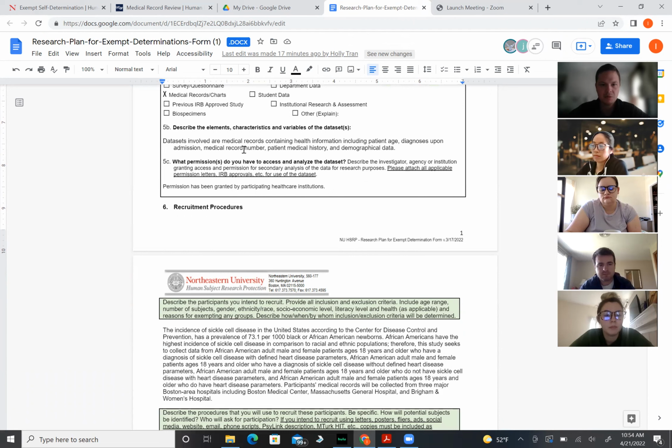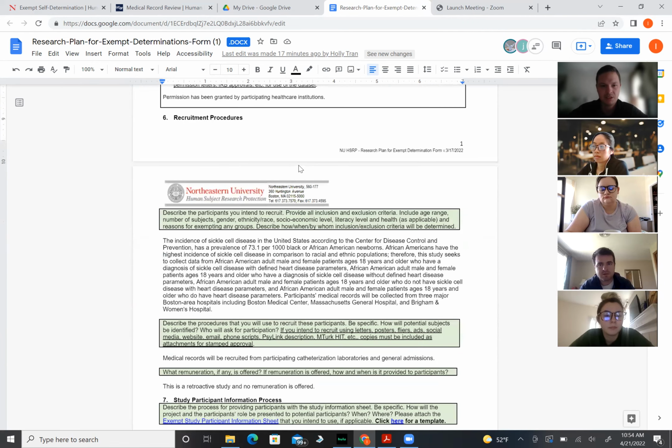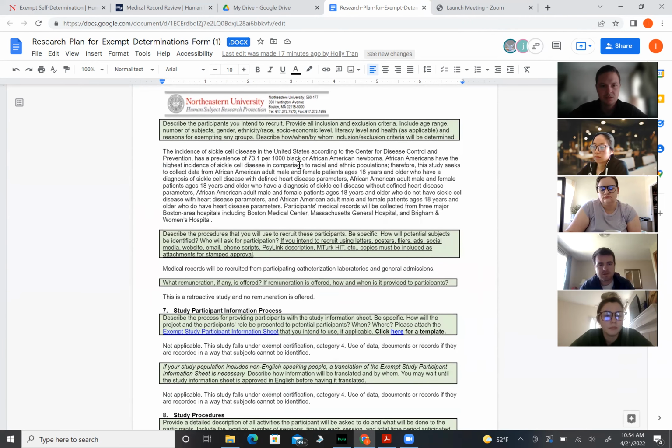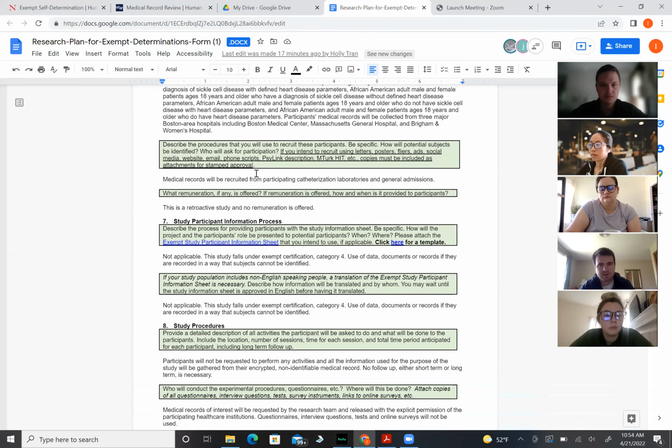And then it talks about what permissions we have to access and analyze the data. So this would be the permission that would be provided from the healthcare institution. And then it talks about our recruitment sample. We're looking for African Americans over the age of 18. Talks about our experimental group, our control group. Talks about our recruitment some more.